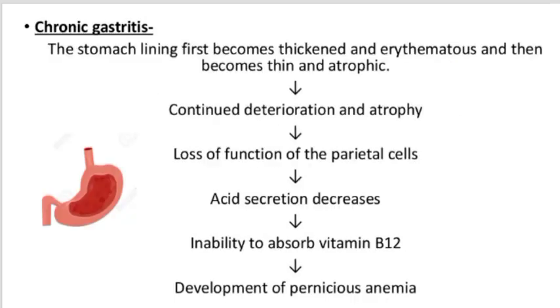Let's discuss the pathophysiology of chronic gastritis. The stomach lining first becomes thickened and edematous and then becomes thin and atrophic. Continued deterioration and atrophy, loss of function of parietal cells, acid secretion decreases, inability to absorb vitamin B12, development of pernicious anemia.